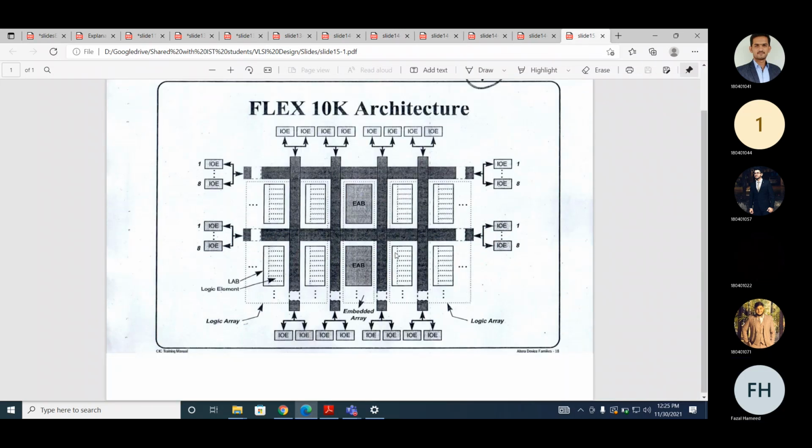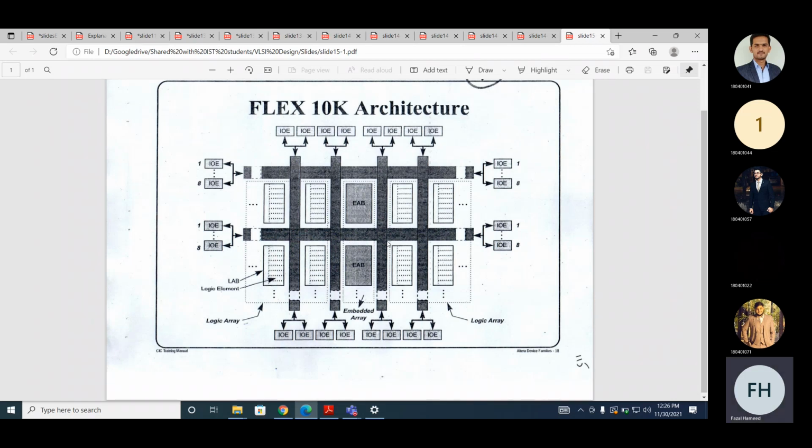Now, the previous architecture that we studied was Xilinx Flex 8000 architecture. Now we are studying Xilinx Flex 10,000 or 10K architecture. This is called the Flex 10K architecture. It is much similar to the Flex 8000 architecture, but with an additional implementation of EAB.